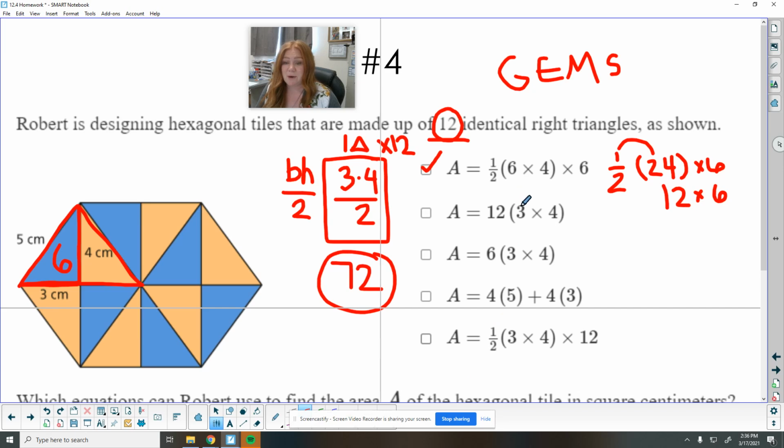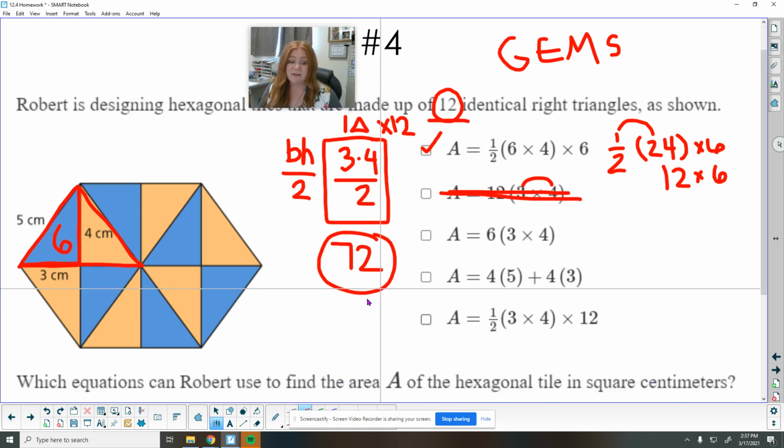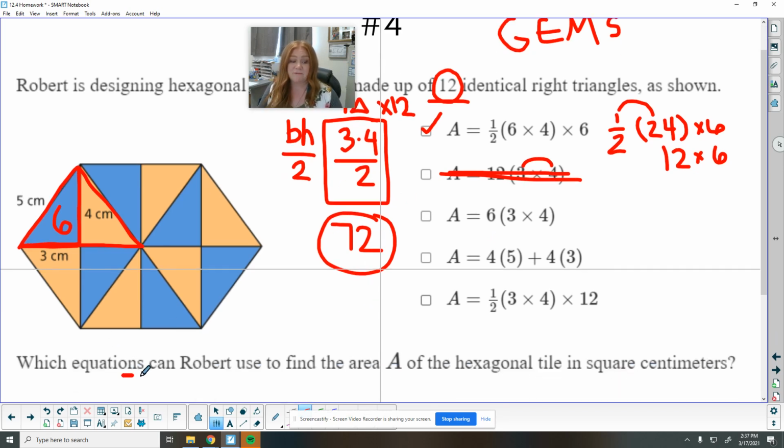So parentheses first, 3 times 4 is 12. 12 times 12 is not 72. So go through each of these and solve each problem and see which other ones equal 72, because we want to choose all of the equations that could get us this same area here.